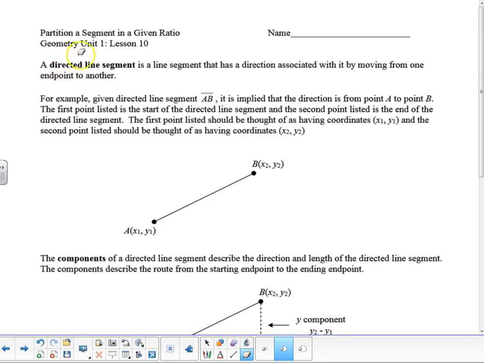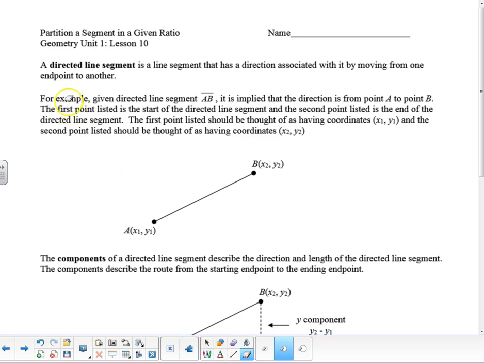Here we are, Geometry, Unit 1, Lesson 10. We're talking about partitioning a segment into a given ratio. What I want you to think about is if you're running a 5-mile race, and you had gone 2 miles, you have 3 miles remaining. So of the 5-mile race, we could break it down into 5 parts, and you have 3 left. There's a 2 to 3 ratio. That will be an illustration we'll take a look at in a minute.